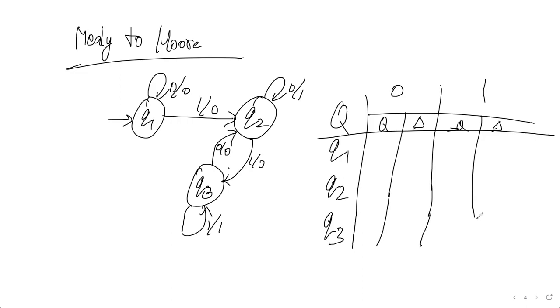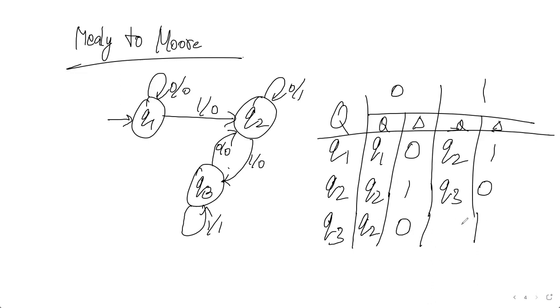Q1 on 0 goes back to Q1 and output is 0. Q1 on 1 goes to Q2, output is 1. Q2 on 0 goes to Q2, output is 1. Q2 on 1 goes to Q3, output is 0. Q3 goes to Q2 on 0 and output is 0. And Q3 on 1 goes to Q3 and output is 1. Okay, I hope this is clear to you.